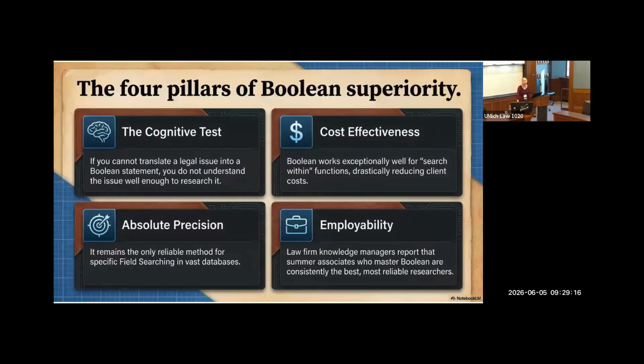So the four pillars of Boolean superiority. Thank you, NotebookLM. The cognitive test, I wouldn't have thought to call it that. That's if you can't translate it. Precision, cost effectiveness, and employability.